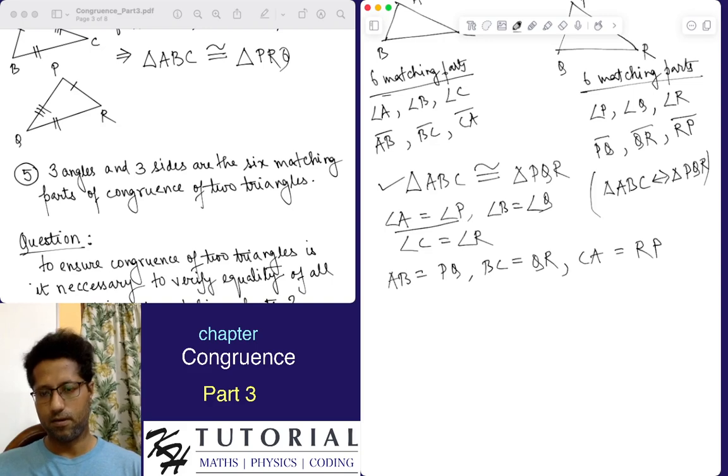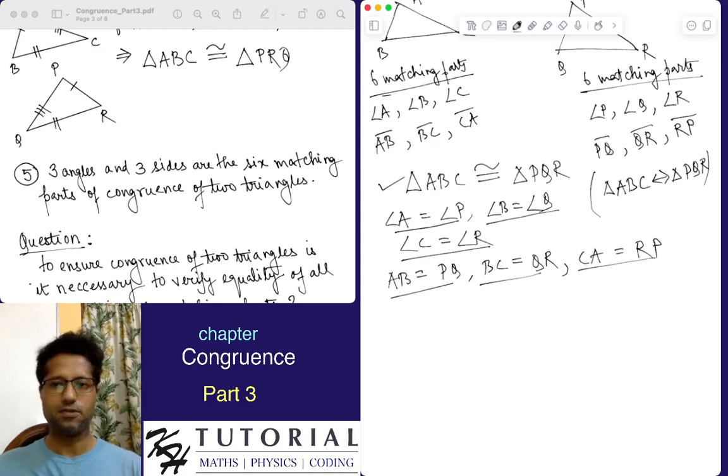Now, when we study the congruence of triangles, we match an angle of one triangle with an angle of another triangle, and a side of one triangle with a side of another triangle. We never match an angle with a side or a side with an angle. These are the matching pairs in this congruency. There are 6 matching pairs.